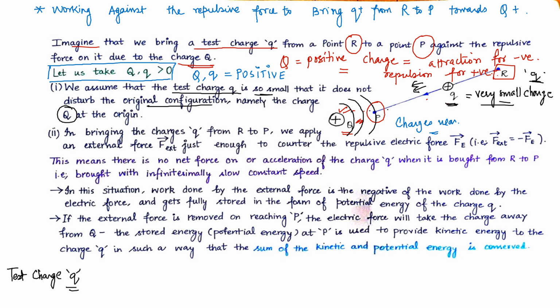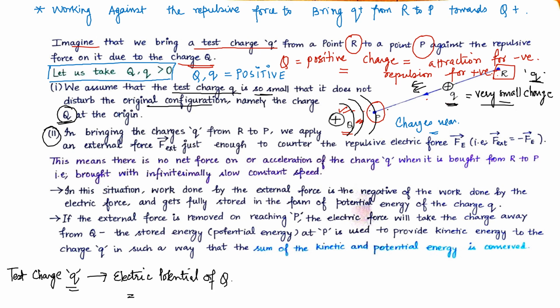With the help of this small q, we are trying to test the electric potential of capital Q charge. That's why we are trying to make a test. We are trying to know the values of something. That's why this small charge is known as a test charge too. So we assume our charge to be small, and hence any kind of configuration of Q is not getting disturbed or distorted.